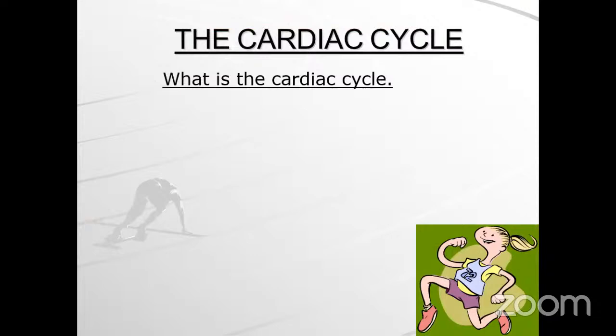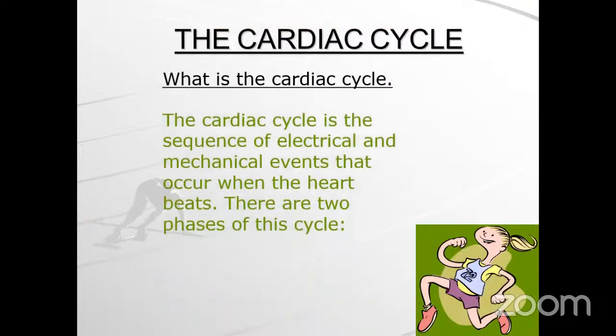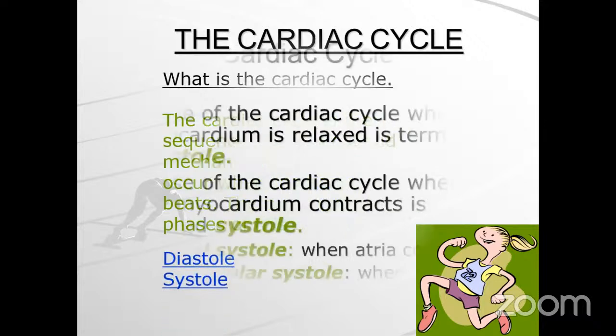So the cardiac cycle is the cyclical events, or the sequence of events, that happen in the heart. That is, the sequence of electrical and mechanical events that occur when the heart beats is known as the cardiac cycle. There are two phases in the cardiac cycle, that is diastole and systole.